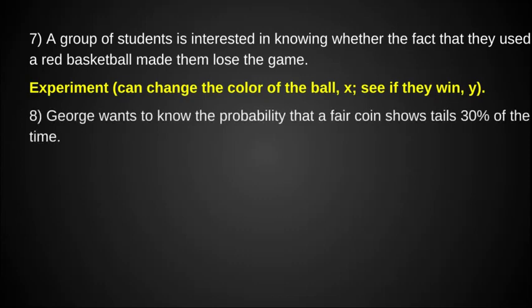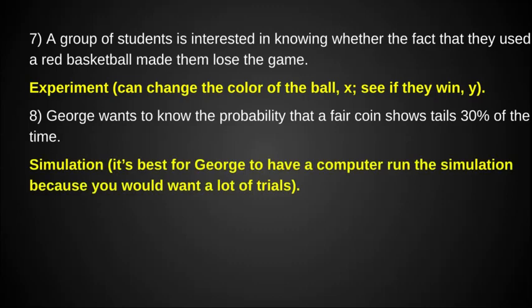George wants to know the probability that a fair coin shows tails 30% of the time. So this is great. On one hand, George could probably just sit and flip a coin, right? But either way, he would need a lot of trials. And when you're running a probability trial, it's called a simulation. So whether you are doing it yourself or if George can use a computer to run the simulation using random numbers, because having a lot of trials would be the best. And if you're flipping a coin, you're not always using the same coin flipping method. So either way, it's a simulation for George.